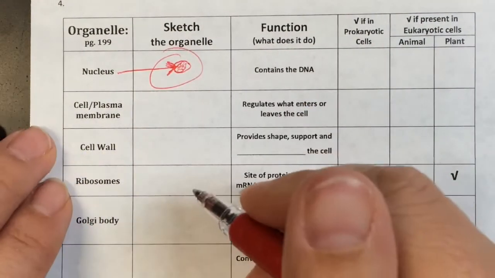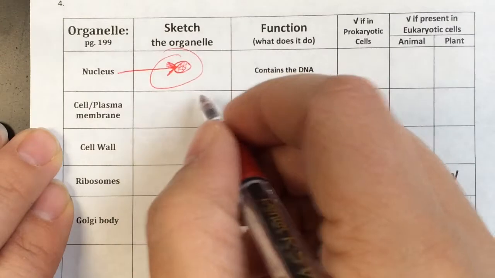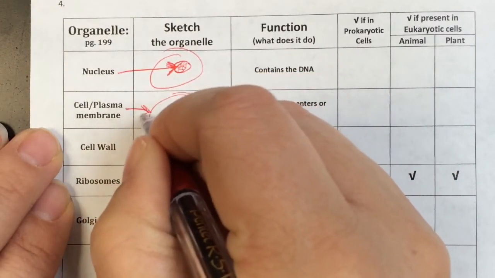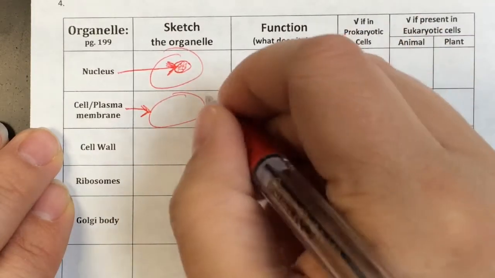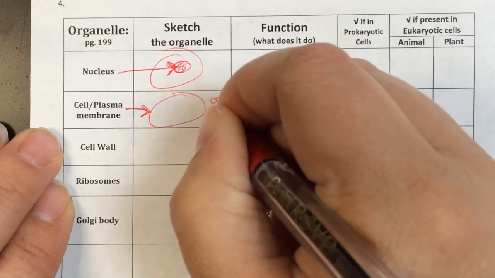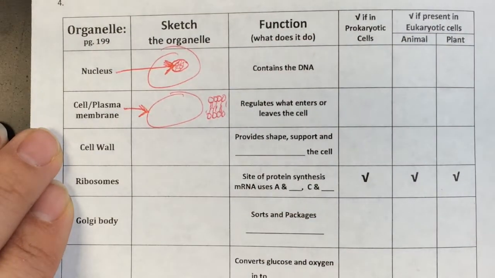So let's do the pictures real quick first. Our cell and plasma membrane: if we have our great big cell right here, we see the outside is our plasma membrane, and if we zoom into that, you're going to see these little phospholipids with all their little tails pointing to the middle, something like that.